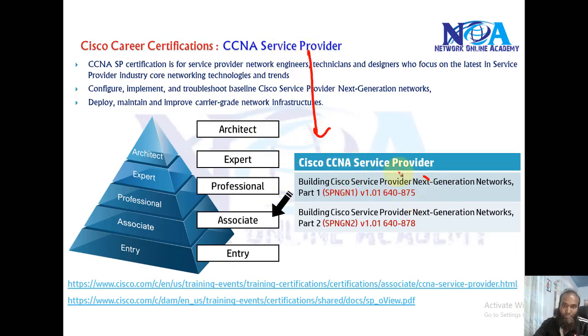And the CCNA Service Provider certification majorly deals with two papers here. We have SPNG1 and SPNG2. Probably in our course we'll be covering these two papers together in the same part.